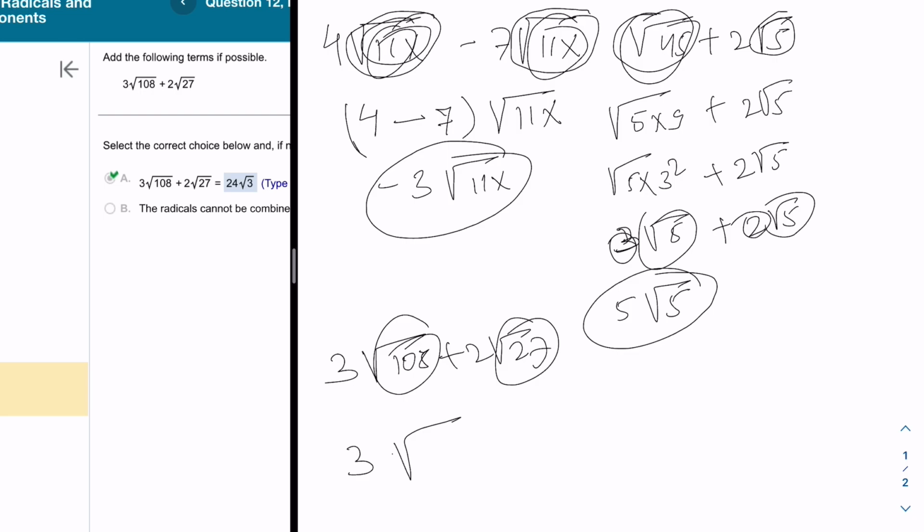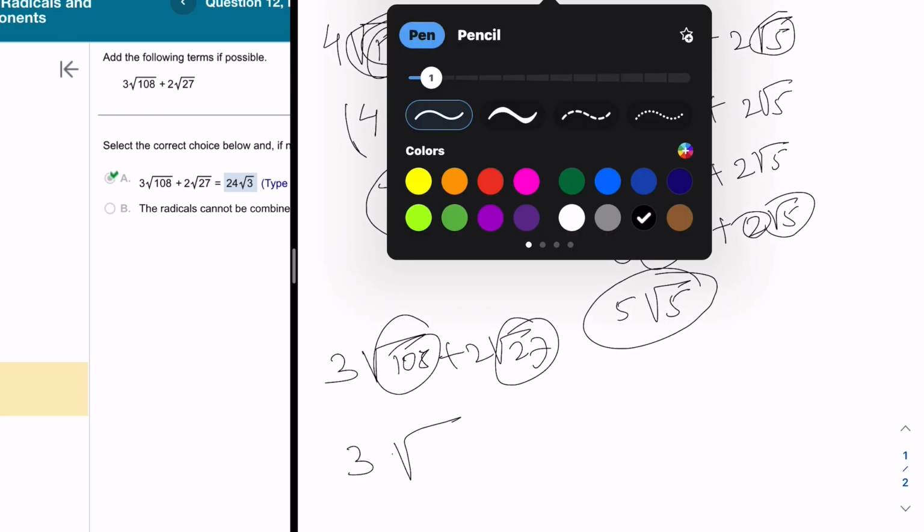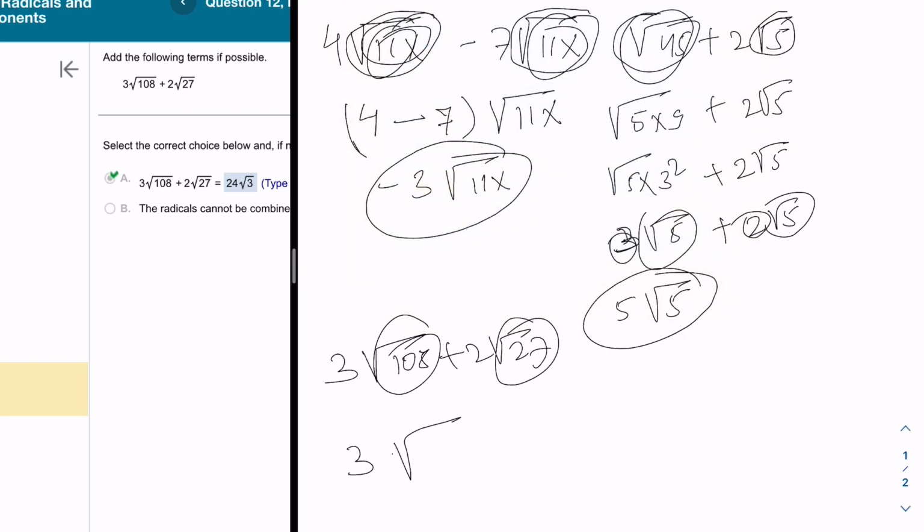If you are confused how we write 108, just 108 divided by 2 will be 54. Again 54 divided by 2 goes 27. So look, we already have the 27, but can you reduce this more? 27, yes, we can reduce. So let's try to reduce the 27 more. So how can we reduce?